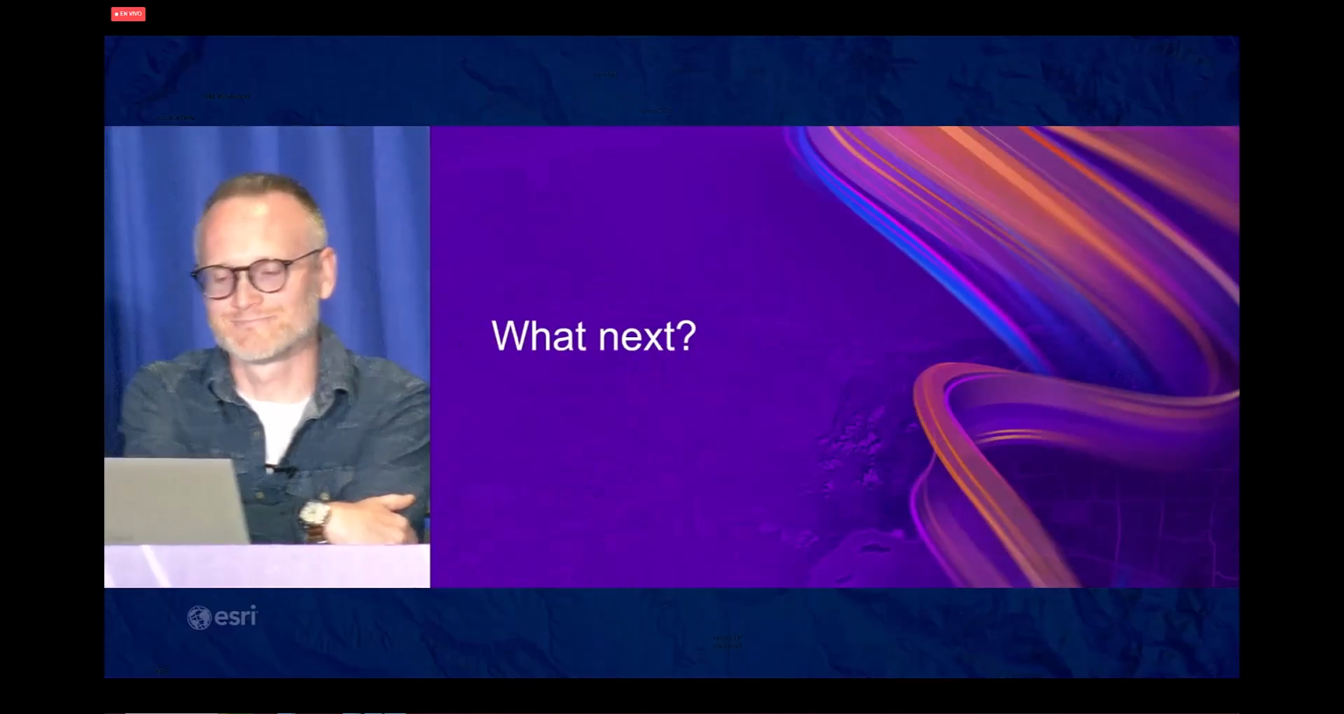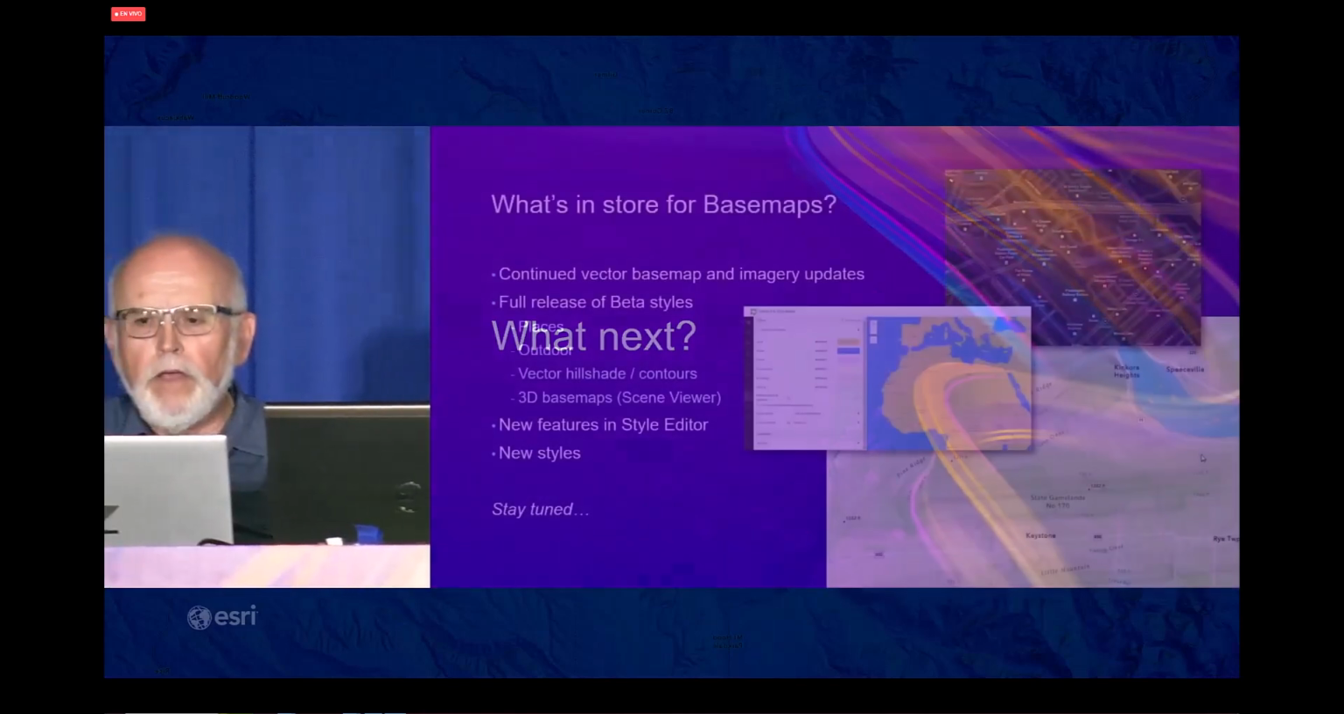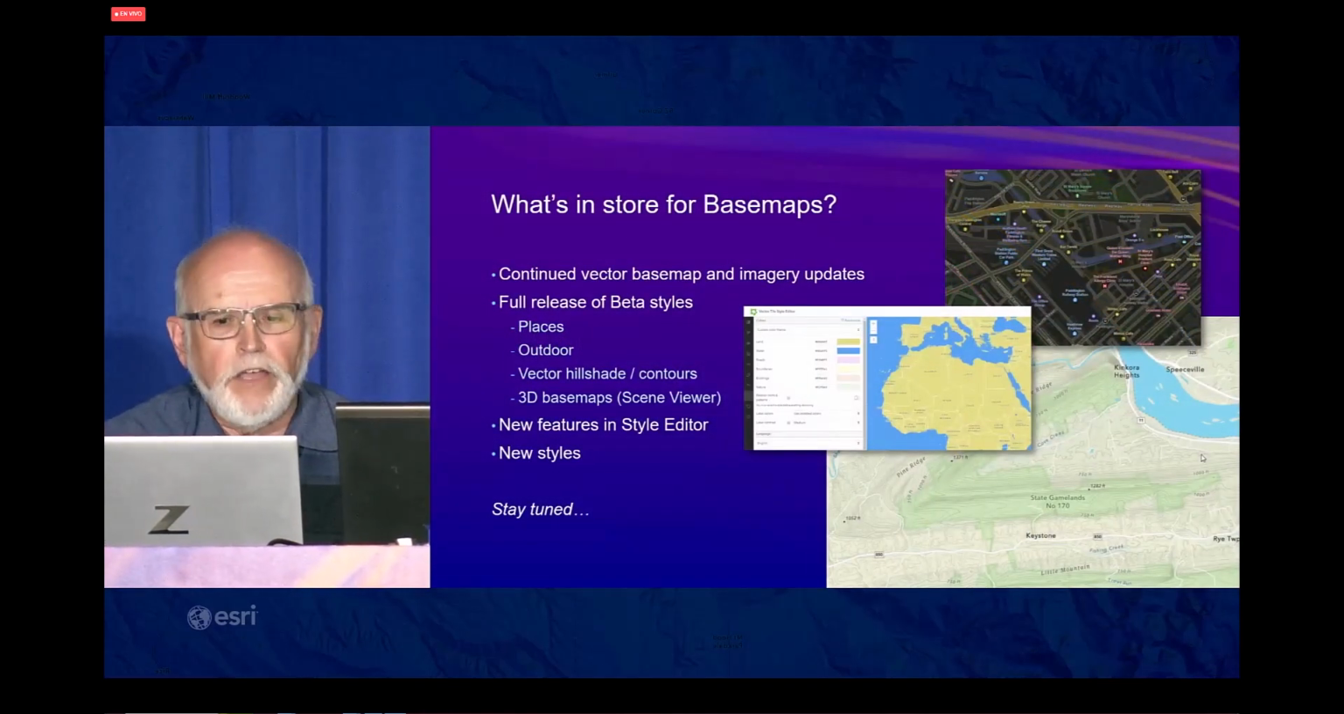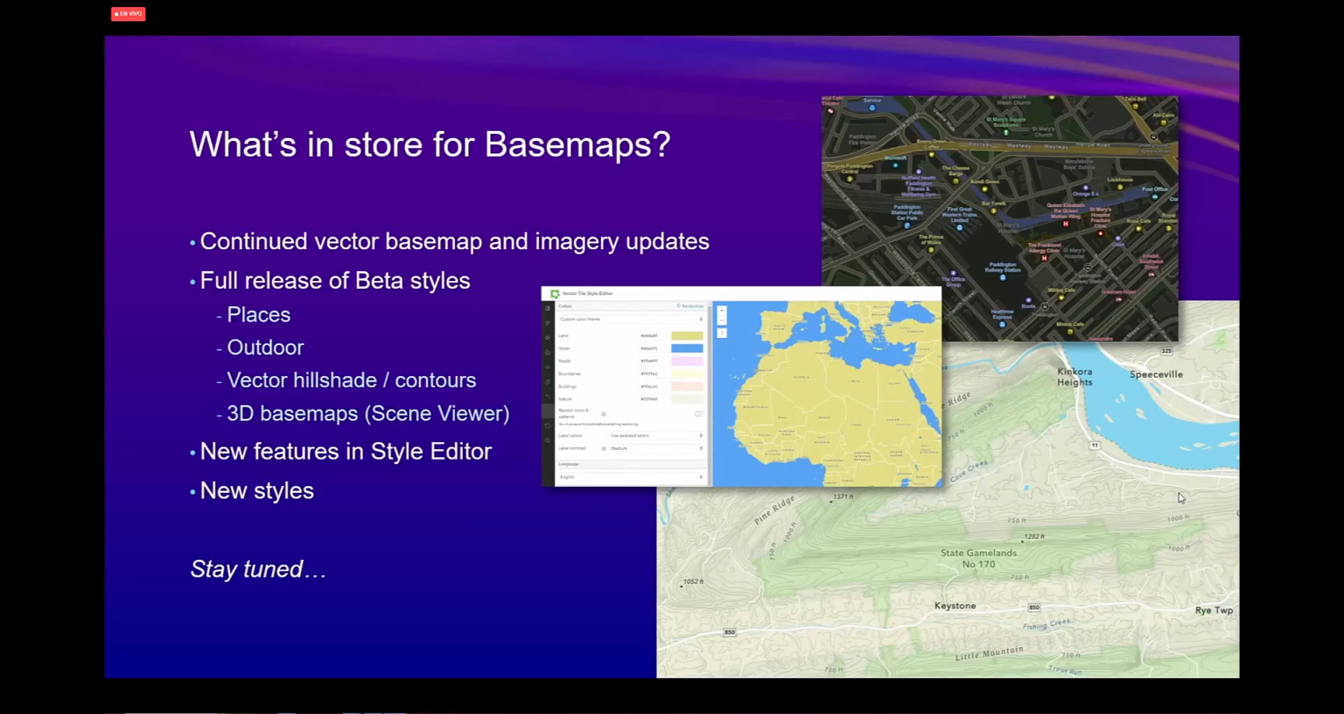Very quickly, what's next for us? We're going to continue updating our base maps and imagery. We've got a series of beta styles out there at the moment. I talked about places. Outdoor is beta at the moment. I know a lot of people are using it. You may not realize it's beta.